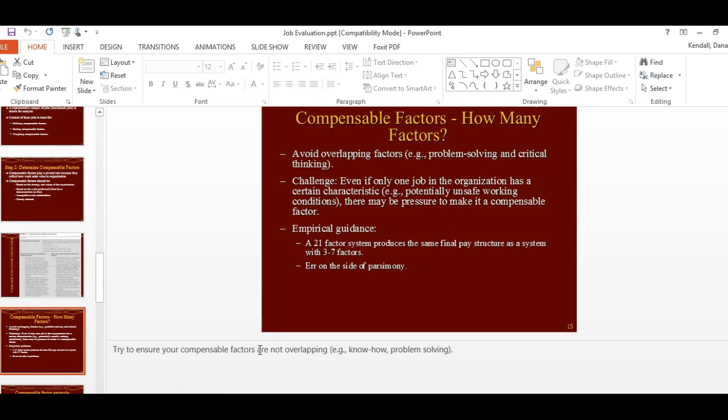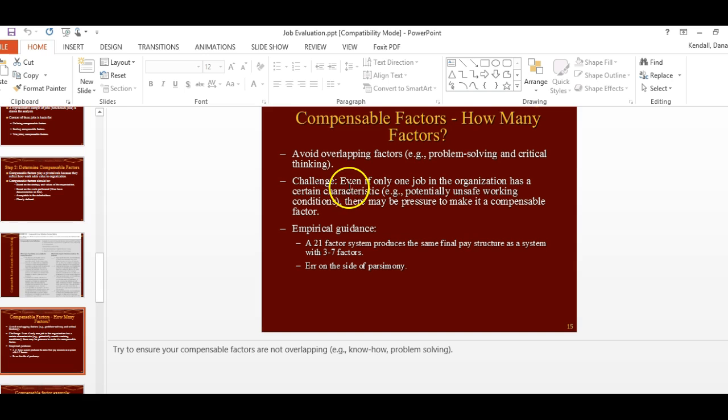Okay, how many compensable factors should we generate? Well, we want to avoid overlapping factors, so problem solving and critical thinking are probably too overlapping to warrant two separate factors.